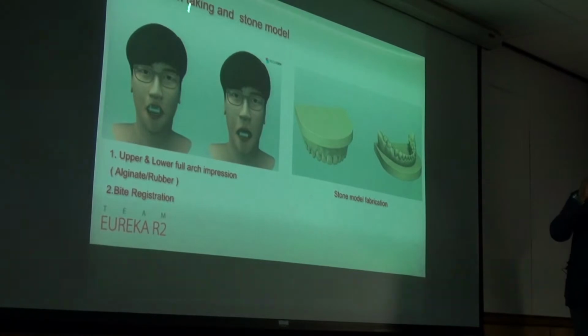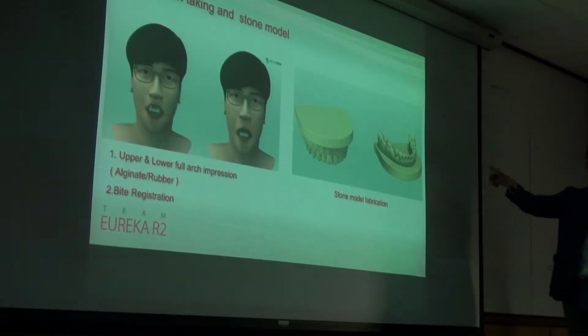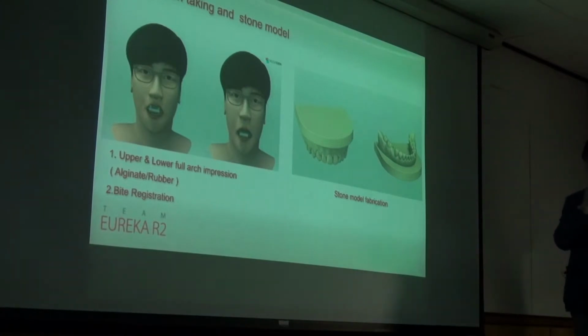So the first thing is to take an impression, upper and lower, and make a stone cast and make the bite registrations. I highly recommend the full arch impression, and I don't mind about the impression materials. Even though you use the rubber materials, if your impression technique is good, the impression is fine. So if you are good at the alginate impression, yes, it is okay. Why not? You can use it. The most important thing is less distortion and making an accurate stone cast.